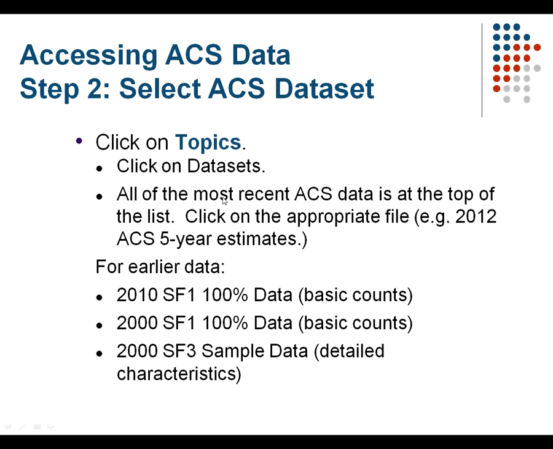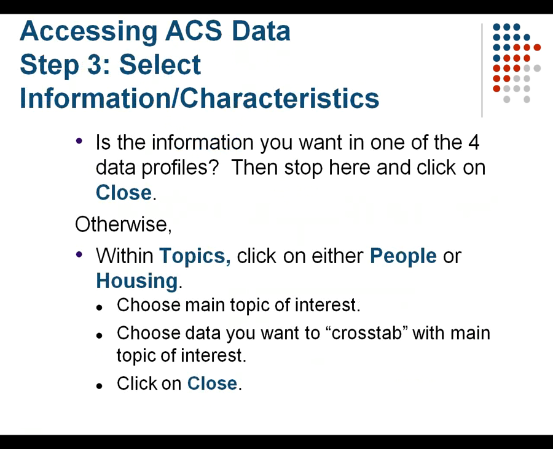So the second step is going to select your data set, given what you know about the size of your place and the year that you want information from. The third step, then, is you're going to select the information that you want, the characteristics that you want. Now, you've already thought about whether the information you want is in one of the data profiles. If it is, you're done.